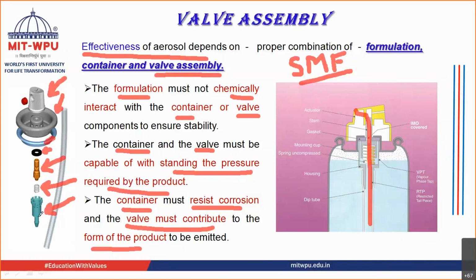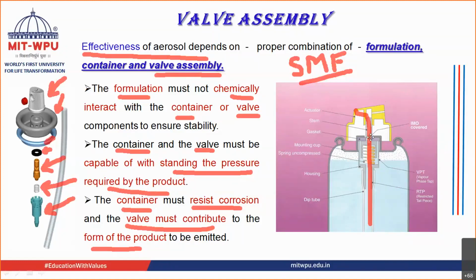So this spring and stem are present inside the housing, and to this housing from below a dip tube is attached. So this is your dip tube which is attached to this housing. So these are the different parts of your valve. We are going to see each of them in great detail.